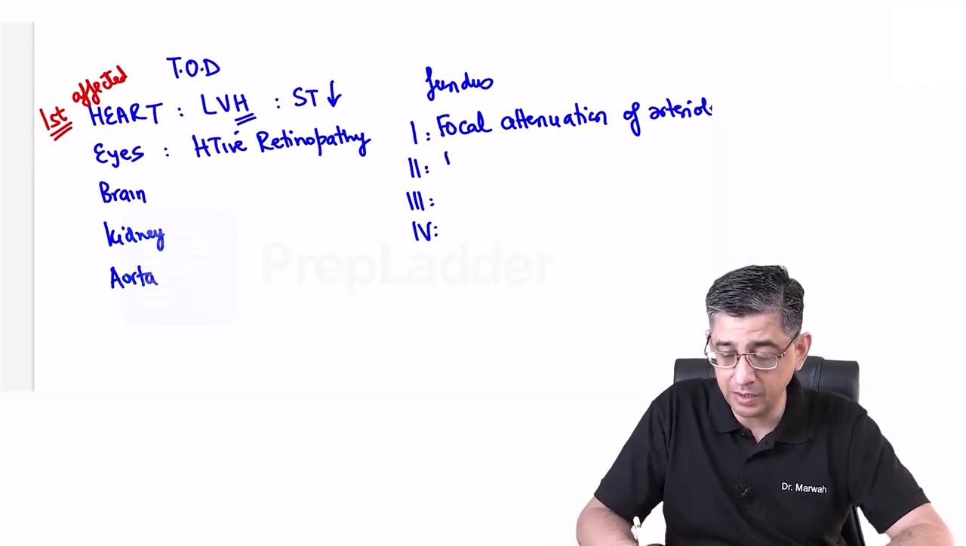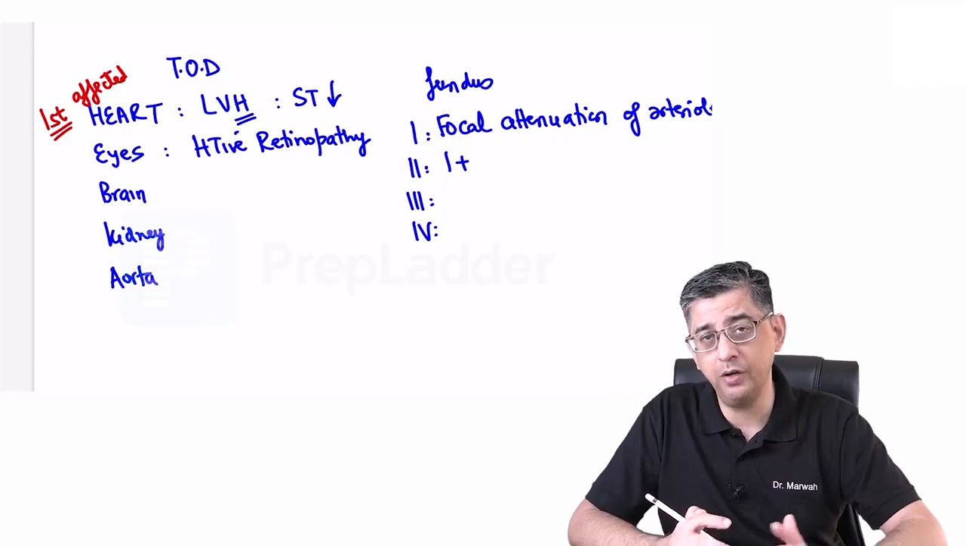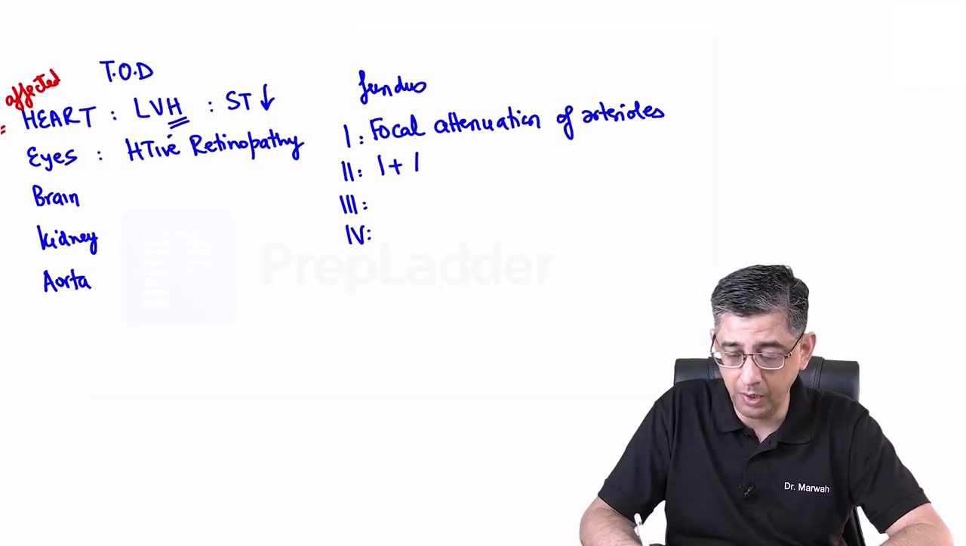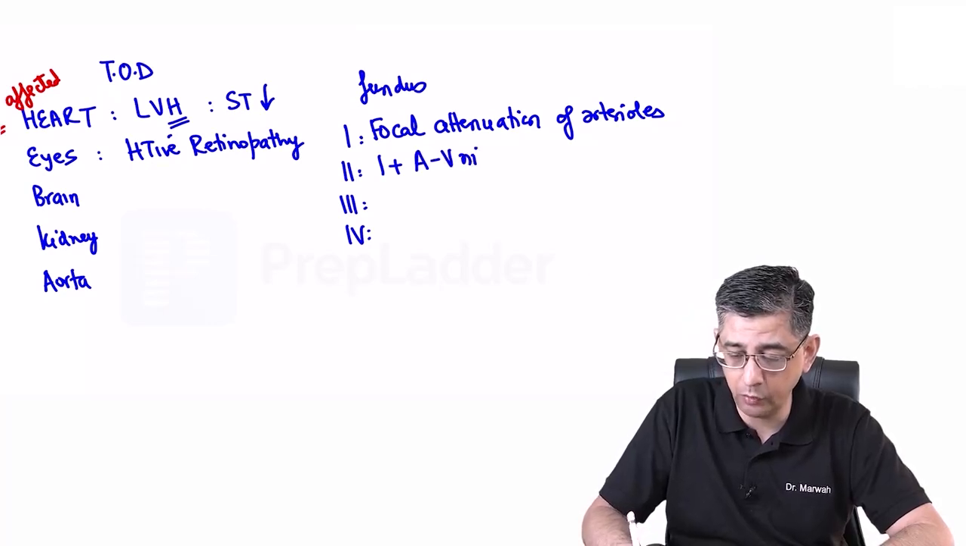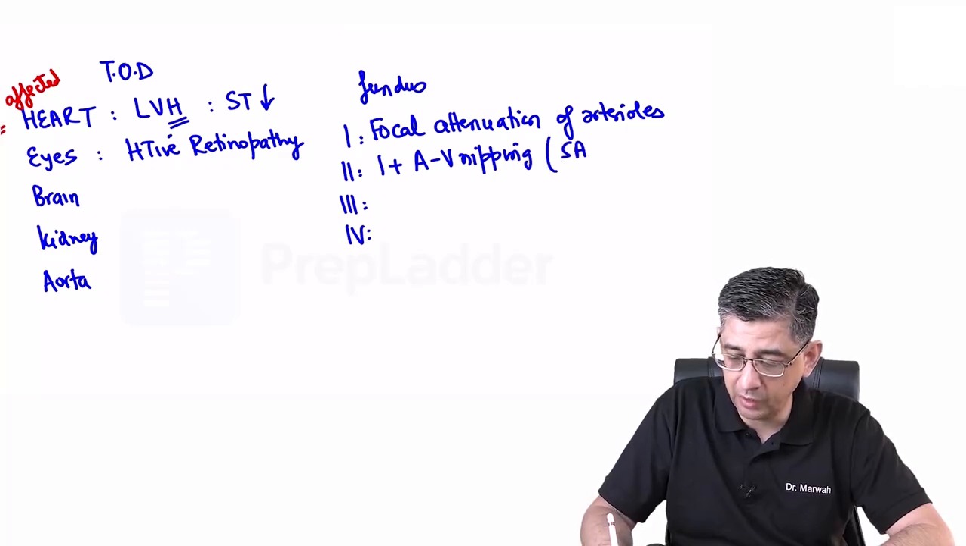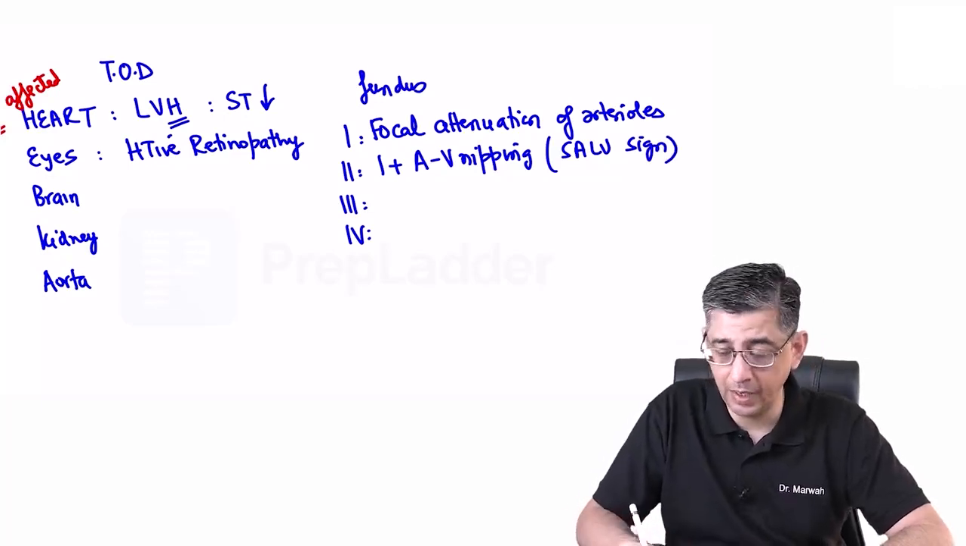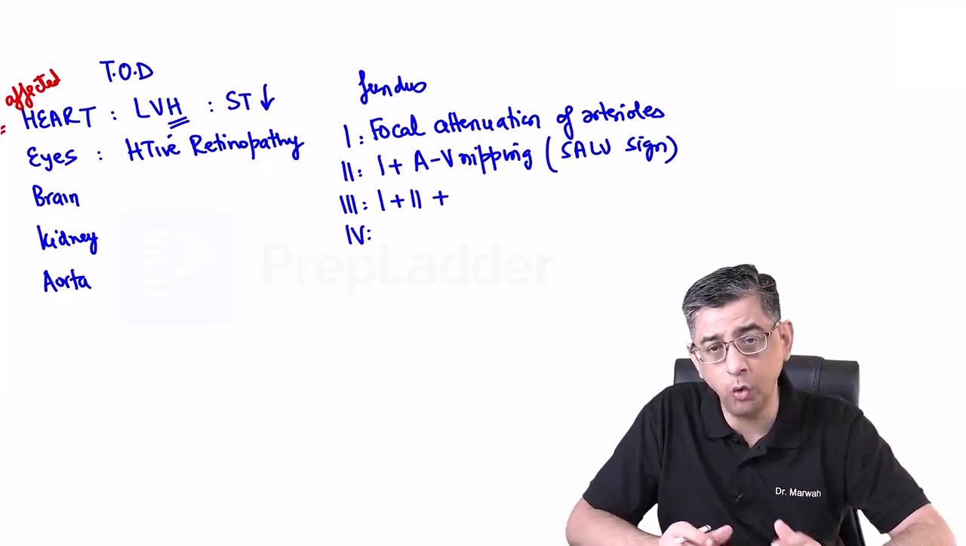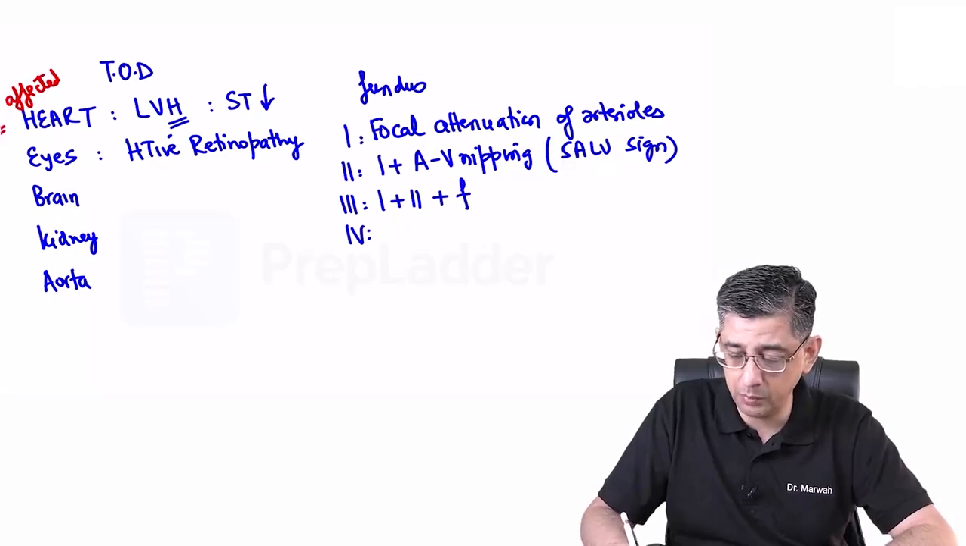In stage 2, if he's not taking treatment on a regular basis, he will obviously have findings of stage 1, but there will also be presence of arteriovenous nipping. These are some very characteristic words that he can incorporate in an MCQ, and this AV nipping is also called Salus sign. When it comes to stage 3, findings of 1 and 2 will anyway be present, but over and above this, there will also be flame-shaped hemorrhages.